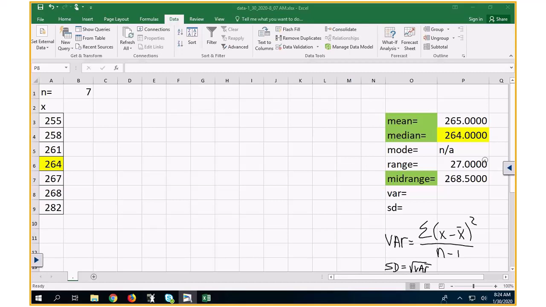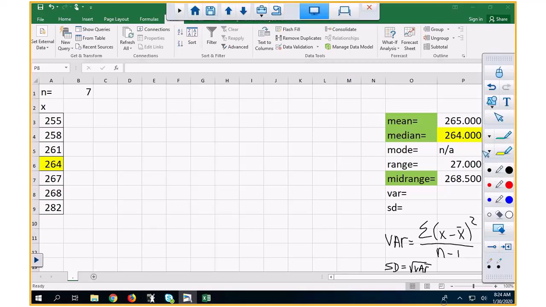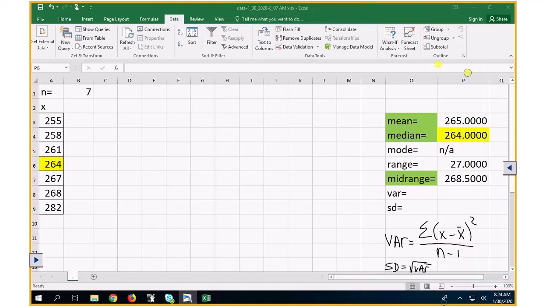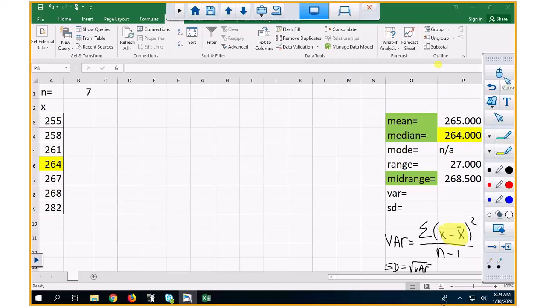So let's read the formula step by step. Now I'm going to take my handy dandy highlighter, and you got to start with what first? The parentheses, right? So here is the first step. So I'm going to take my handy dandy highlighter.